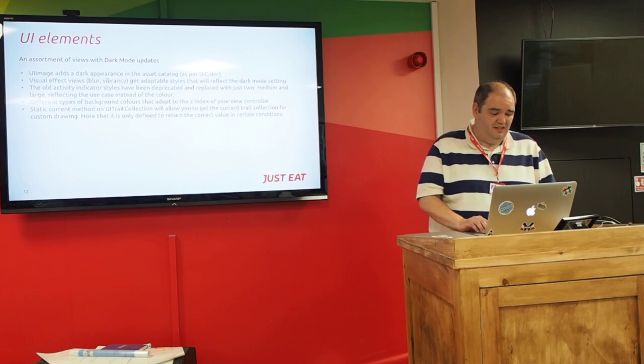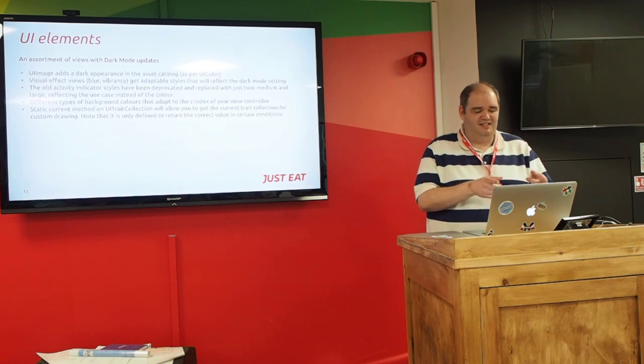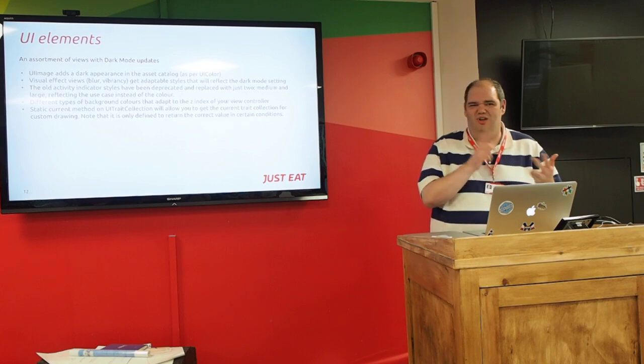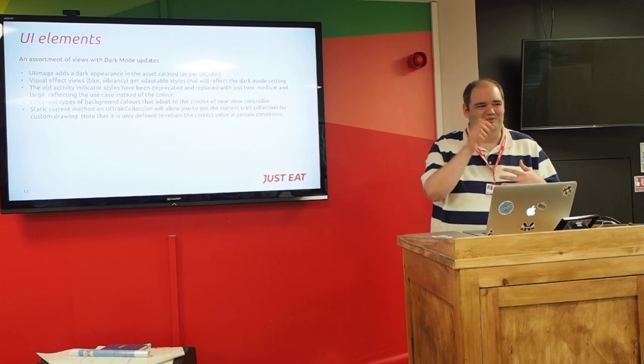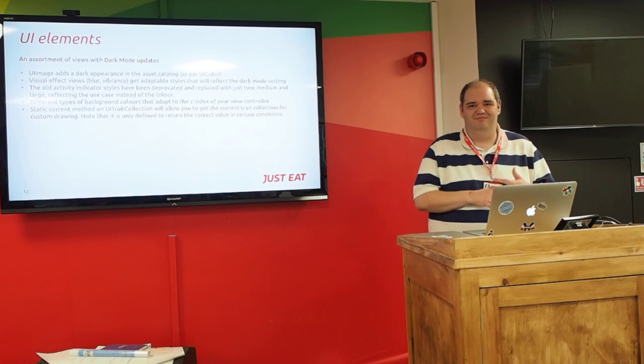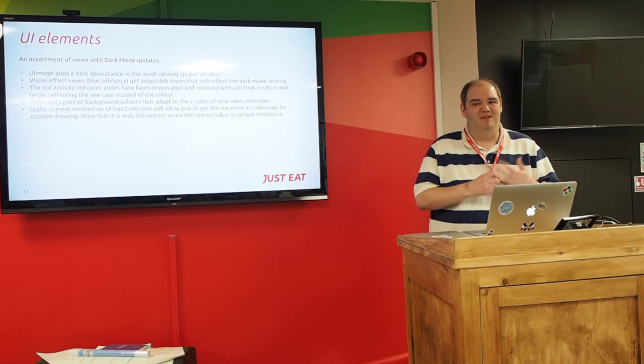Oh, and the other thing is activity indicators also. Activity indicators used to be large grey, I think, or large white or whatever it was, and the other one, the smaller version. But they redesigned the API because they realized obviously you don't want to impose an appearance on it, especially now that dark mode exists. So they basically just have large and medium now.